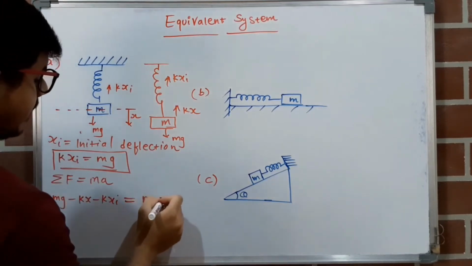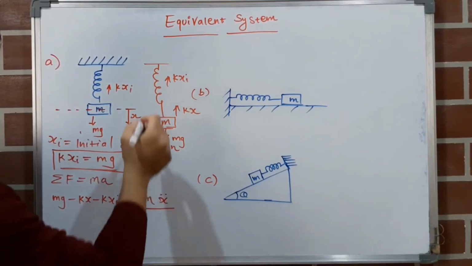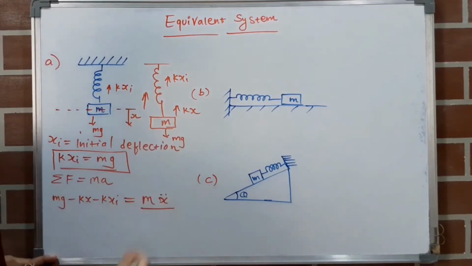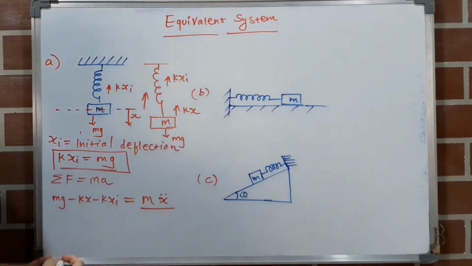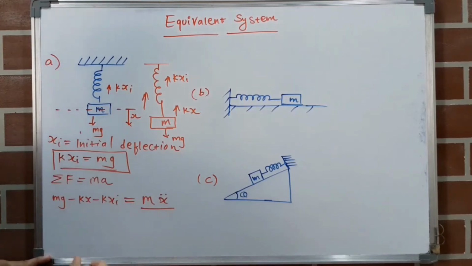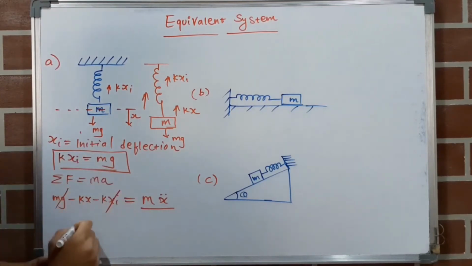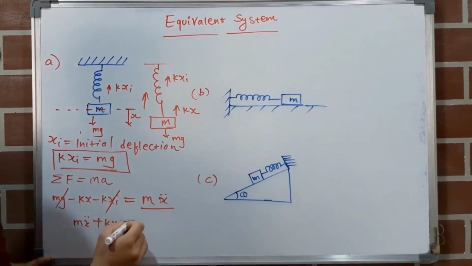Now acceleration can be written as x double dot. This is the inertia force, which acts upwards, opposite to our displacement. All this is discussed in detail in the previous video, so go and see that. Now k into xi equals mg, so we can cancel this. So we will get mx double dot plus kx equals 0.